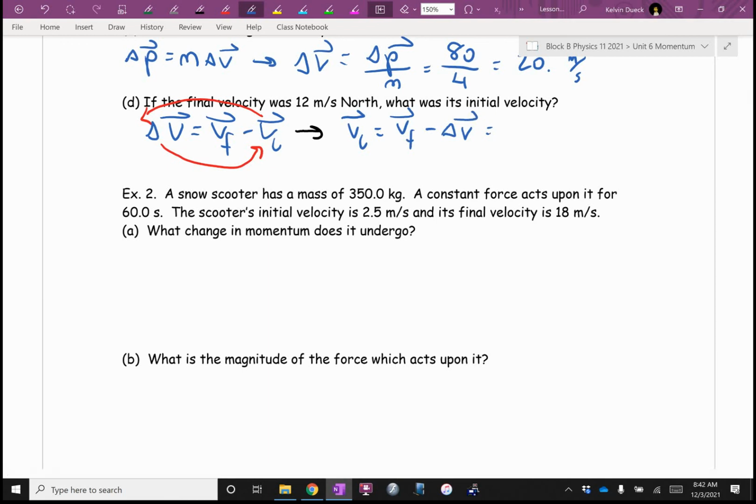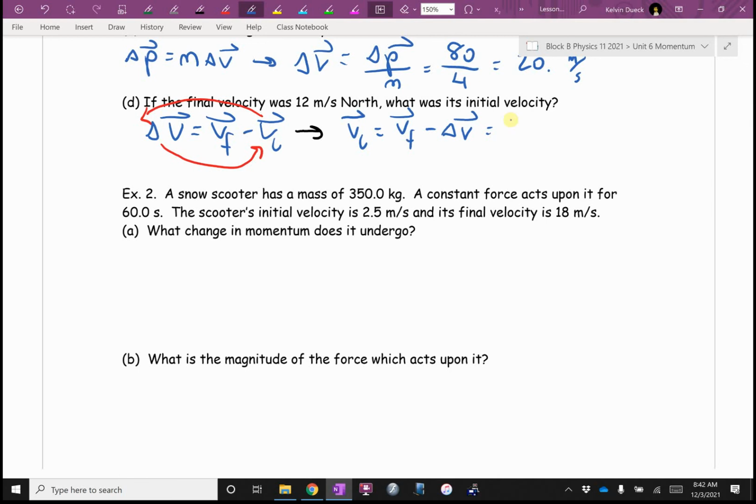Quinn, what's V final according to this question? Now, although Quinn didn't realize it, he made a proclamation. He said 12. What he really said is positive 12, and positive means north. Those are the decisions you just committed us to. We don't say the positive, but because it said 12 north, you've decided which way is positive? North. Okay, and I'm fine with that.